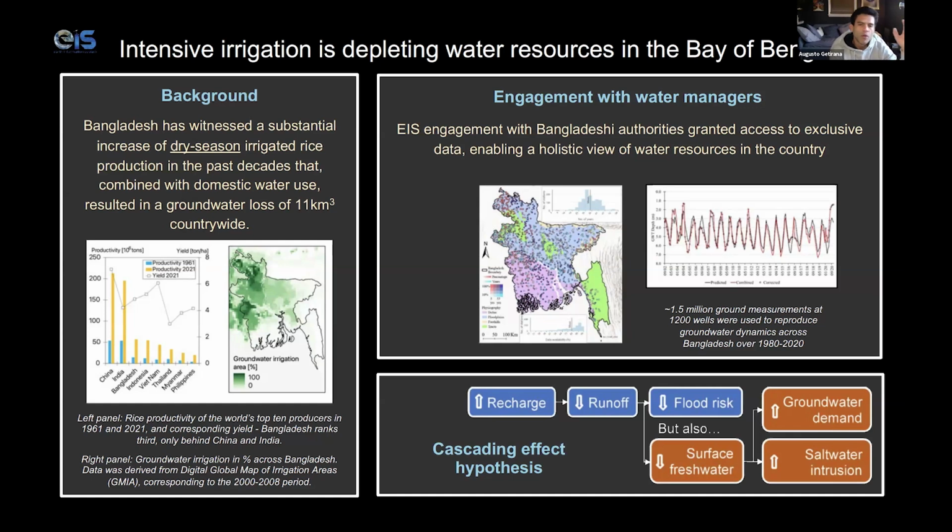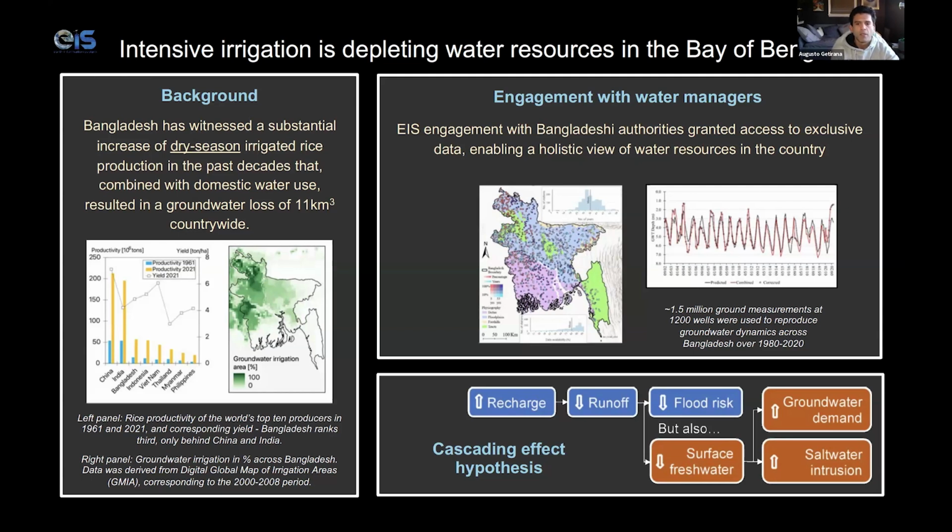So this means that you have more groundwater pumping during the dry season. You make additional empty space in the aquifers, and then during the wet season there'll be more infiltration. But this sponge behavior can have other side effects, which I'm calling here the cascading effect hypothesis.